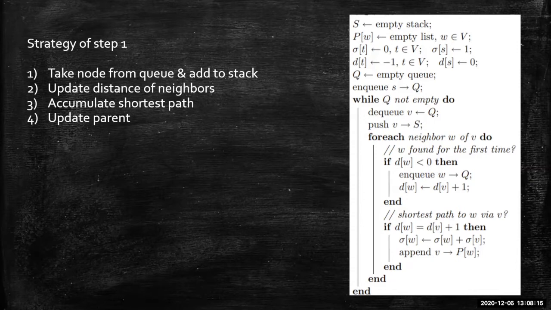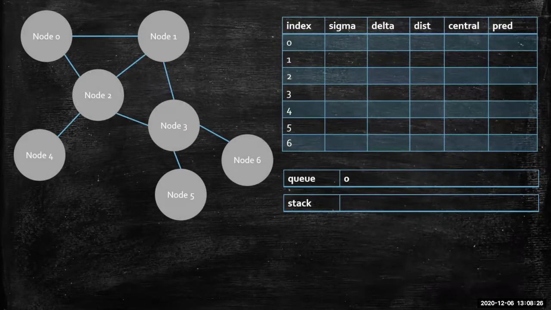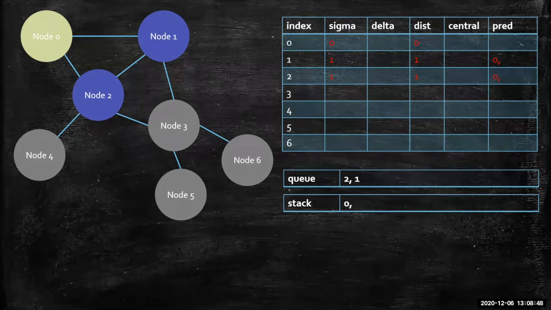The first step of this algorithm is to find the shortest path between every pair of nodes and record their dependencies. Let me use this simple graph as an example. First, add node 0 to the queue and take every node from the queue to the stack and record the distance of every child, namely its neighbors. So first take 0 from the queue, add it to the stack, and add 1 and 2 to the queue, and update the corresponding distance and sigma, which records the number of shortest paths from the source, and update the predecessor list.